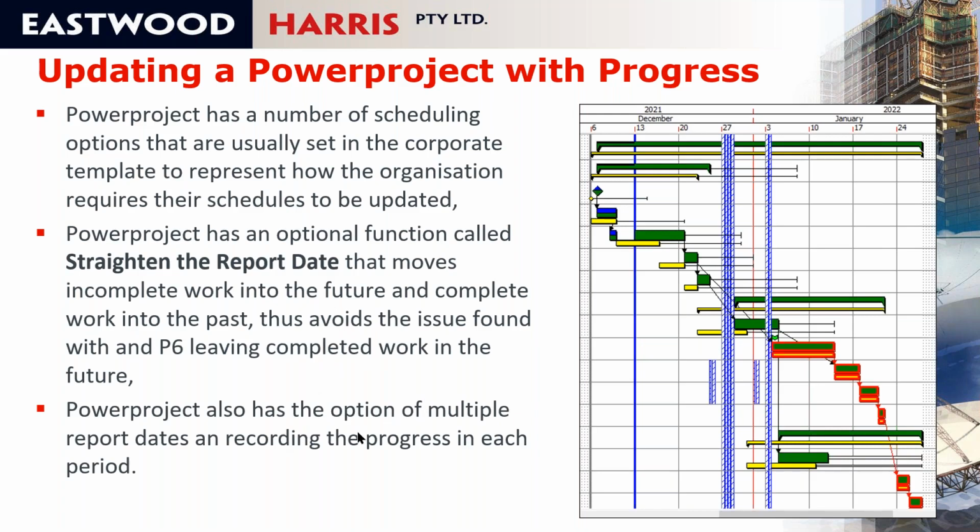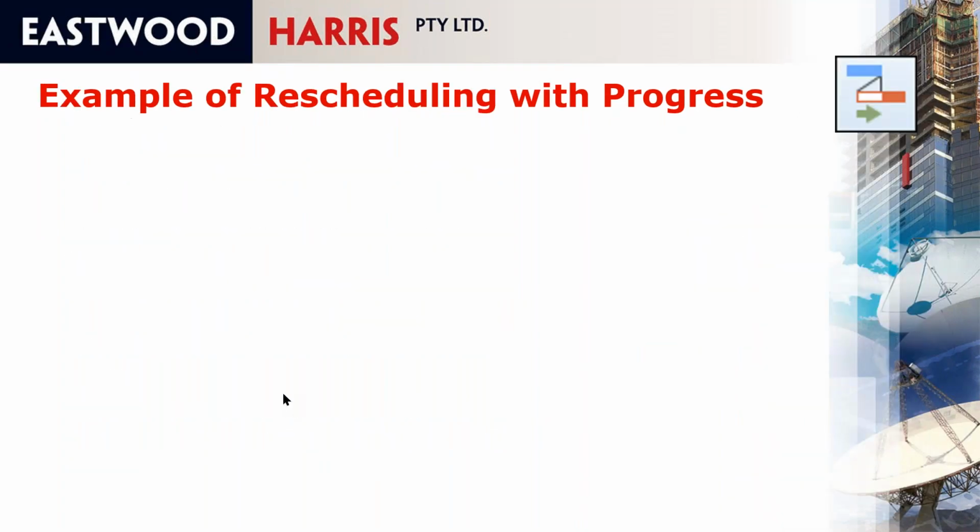Whereas in Microsoft Project and P6 you have one data date or status date that you move forward, you can set all these up at the beginning if you wish to, and then save the progress in each period. So you can see the progress in each period fairly simply if you want to use it in that method.